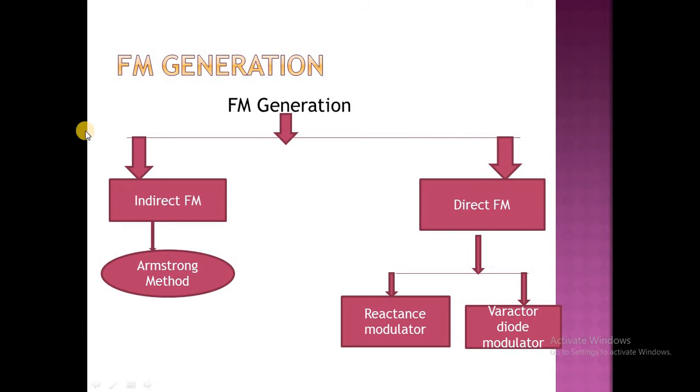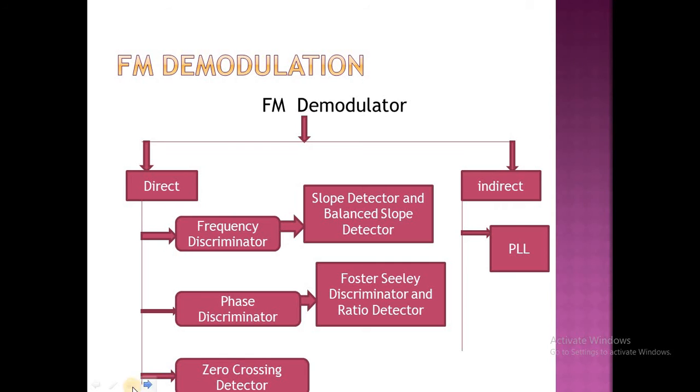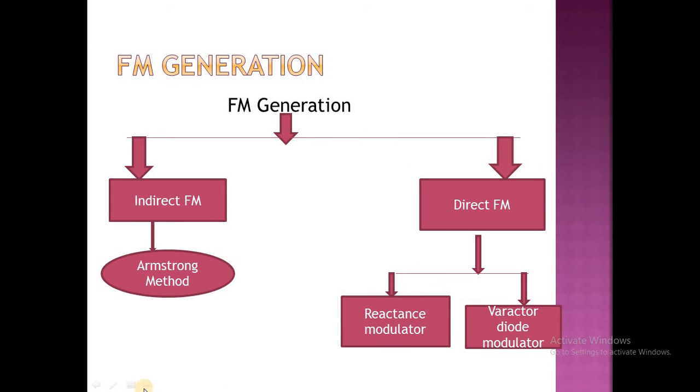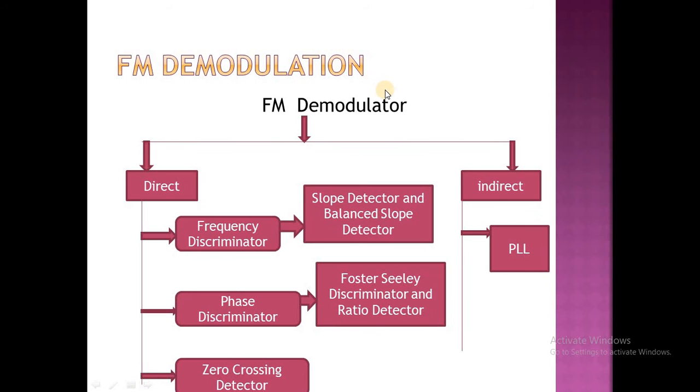Okay. And FM generation. How can we generate FM signals? We have two methods in order to generate FM. Those are the indirect method and the direct method. The indirect method is also called the Armstrong method. The direct method is mainly of two types, that is the reactance modulator and the varactor diode modulator.